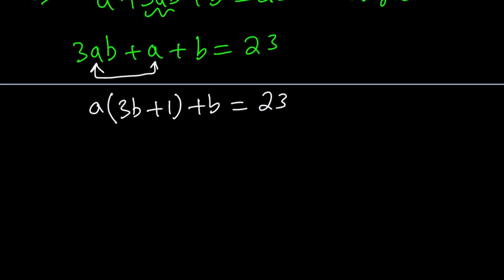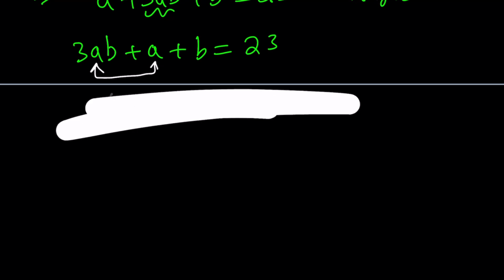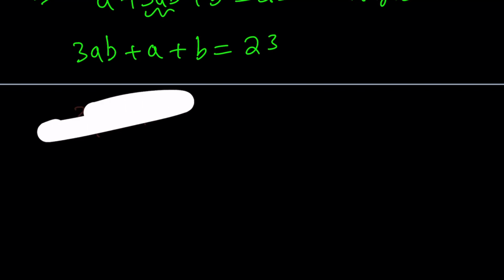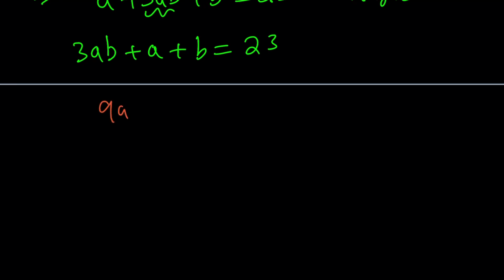Here's what we're going to do. We're going to multiply the original equation by 3 first. The goal is to get 3b. Forget about the earlier attempt; that was just an observation. Let's multiply both sides by 3. That's fairly easy: 9ab + 3a + 3b = 69.